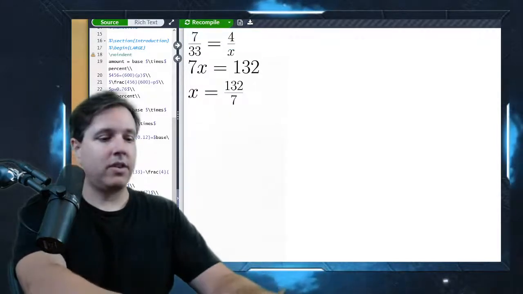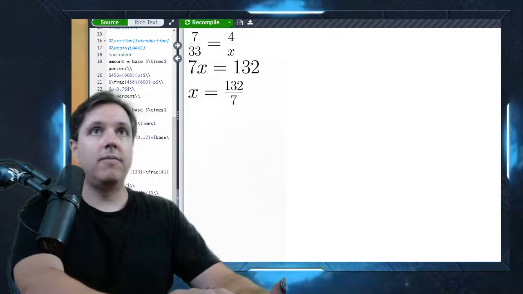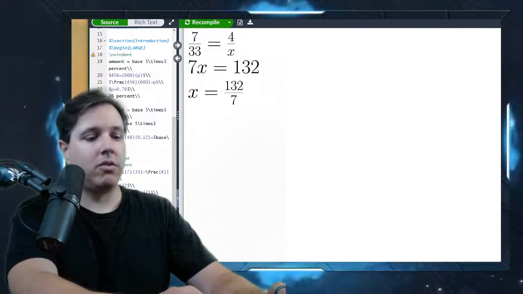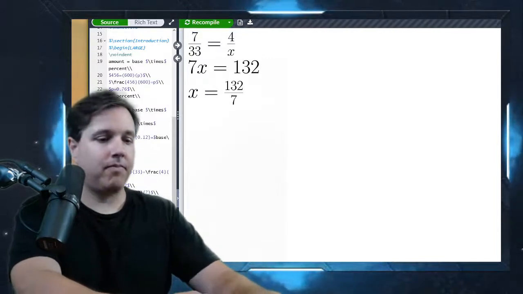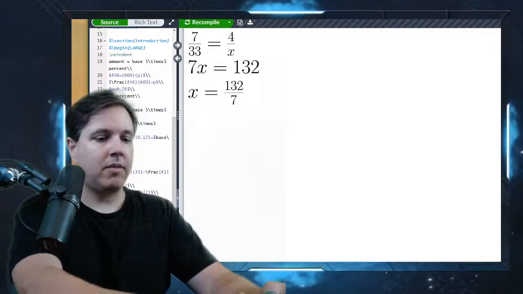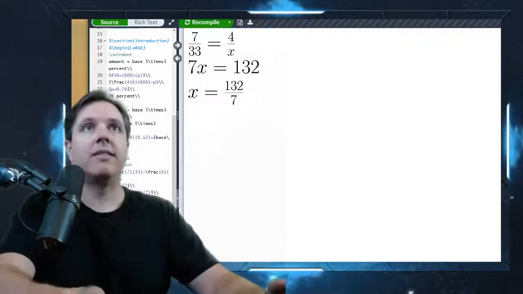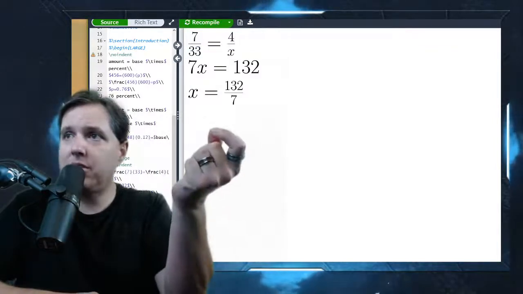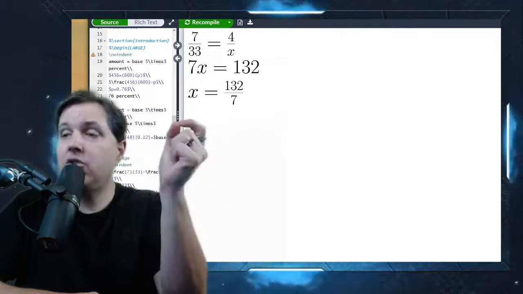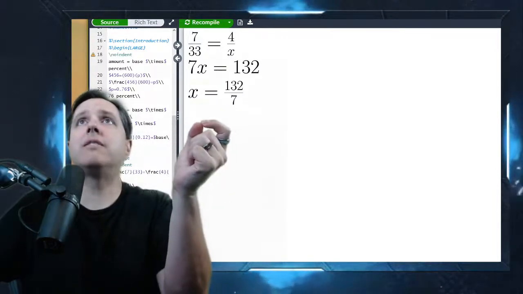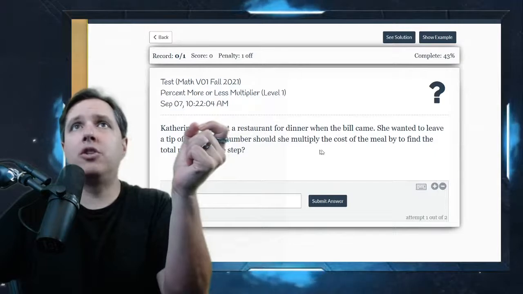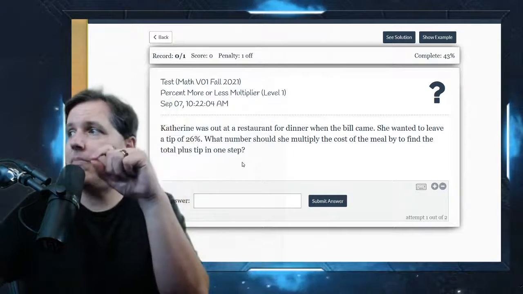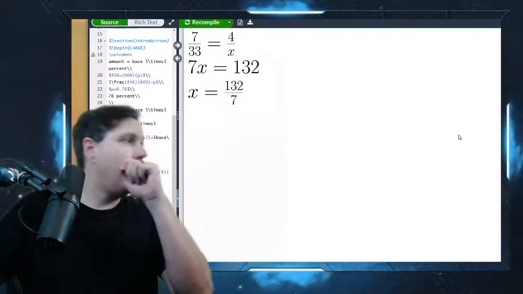26% of the bill. What would we do if we wanted to figure out 26% of the bill? We would multiply by what? 0.26. If I multiply by 0.26, that gives me 26% of the bill. That's the tip. So then, what is the question asking? What number should she multiply the cost of the meal by to find the total plus tip? So we just found the tip, but we're asked to find the total plus tip.